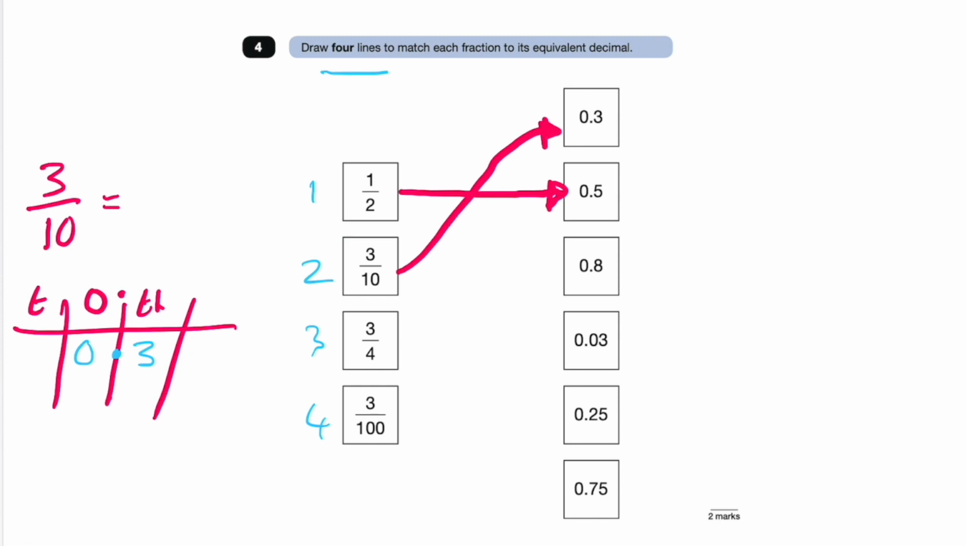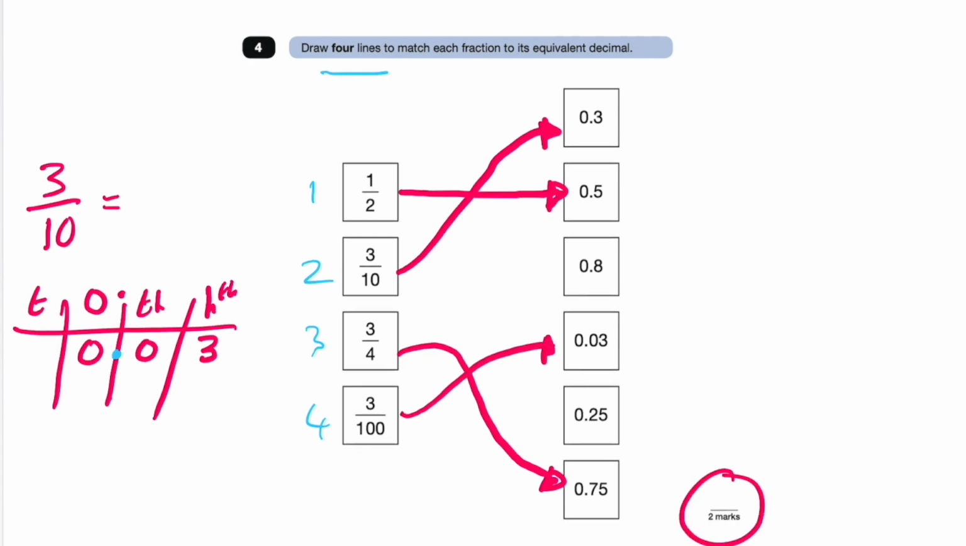3/4, this is one of the ones that we should just know off by heart. 3/4 is the same as saying 0.75. And 3/100 is now saying that my 3 is in the hundredths column. So let's put my hundredths, put my 3 in place, fill in the placeholders, and I'd have 0.03. There it is, match them across. And this question was worth 2 marks.